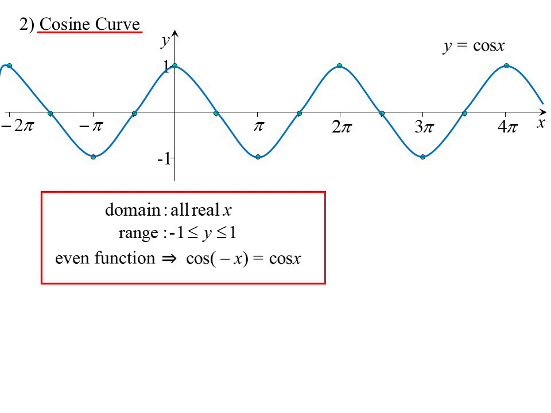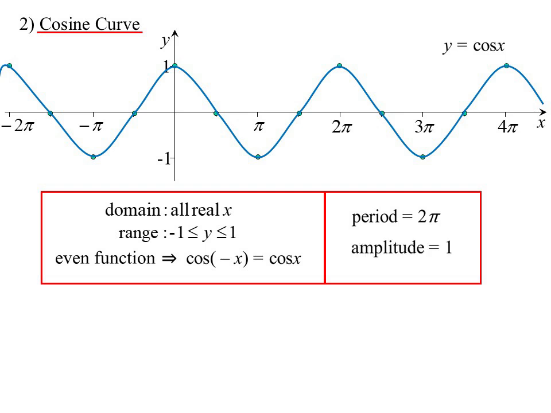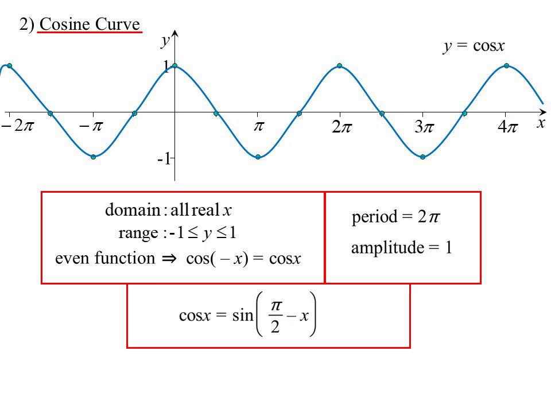but this is an even function. We've got the reflection symmetry. So the property we could use is the cosine of negative x is equal to the cosine of x. Its period is also 2 pi, amplitude is also 1, and that is because they are complementary ratios.